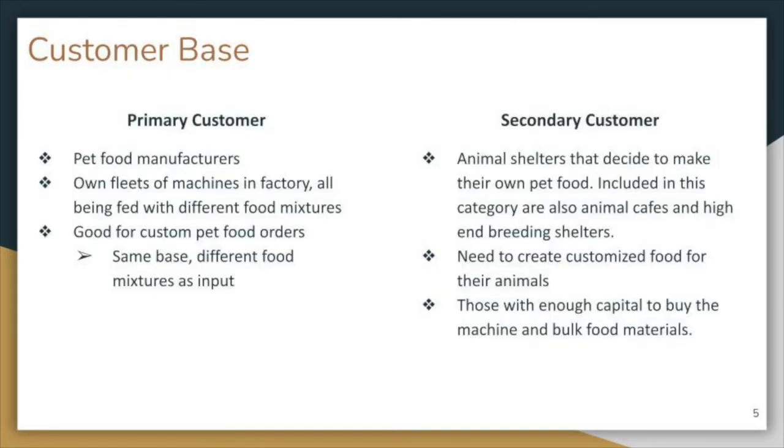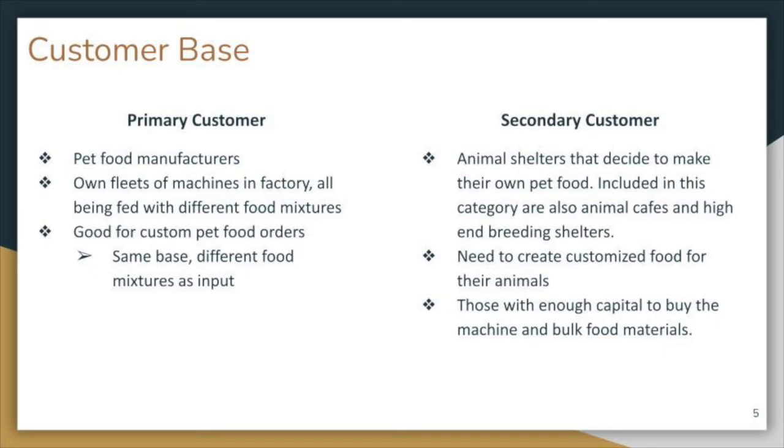And our customer base, we decided that our primary customer would be pet food manufacturers. They'd probably have fleets of these machines in the factory and would all be fed with different food mixtures to produce their high variety, high volume outputs. And we thought that it would be good for custom food orders too, because it would have the same base, but you could just input different food mixtures as an input and you wouldn't have to change anything else.